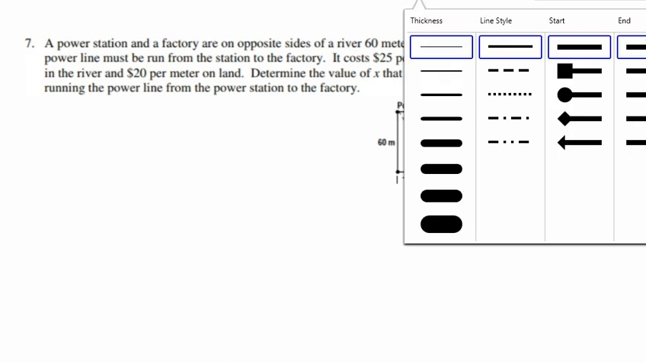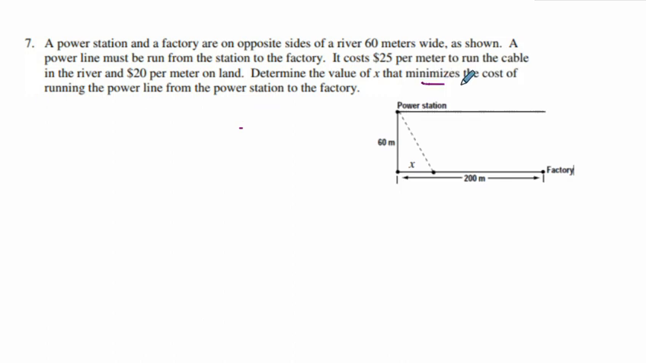All right, so let's go ahead and do this. We want to minimize cost, so that means we need to find a formula for cost. The cost is running the line diagonally across the river and then across here. The first thing I notice is this is a right triangle, and I can find this distance by using the Pythagorean theorem. So x squared plus 60 squared, and then take the square root. That's that distance. And then across the river, it costs $25 per meter. So this is the number of meters.